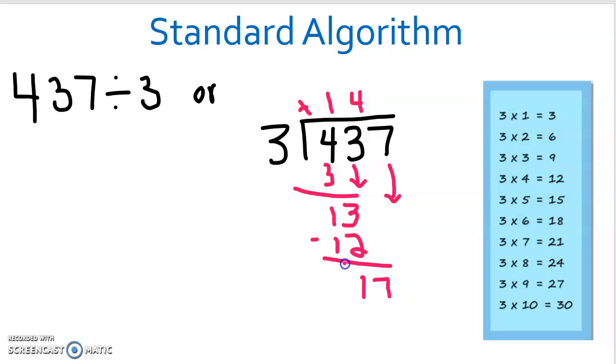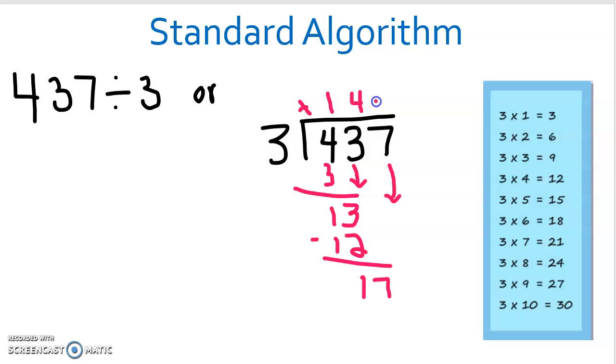And now this is 17, which makes it big enough for me to divide. So 3 times what number equals 17? So I'm going to go look and see if I see a 17. Do I see a 17? No, 17. So I have to find the product that's closer to 17. 18 is extremely close to 17, but it's too big. It is more than 17, so I cannot use it. So I'm going to go back 1, and 15 is close enough.